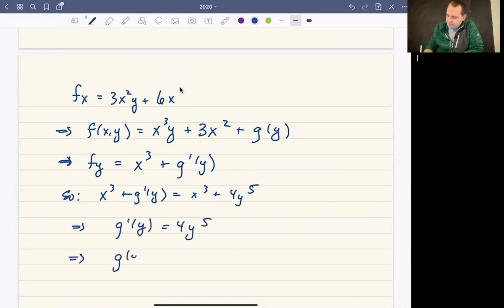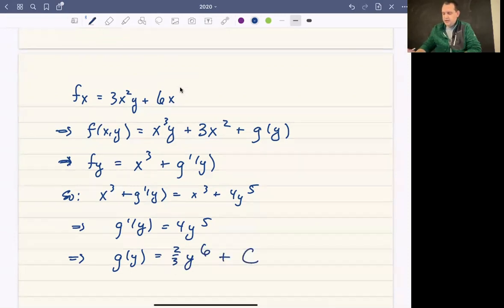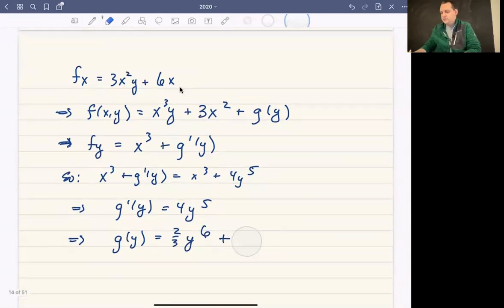of y is 2/3 y to the sixth. 4 over 6, yeah, y to the sixth plus c. And again, you don't really need the plus c as we saw before.